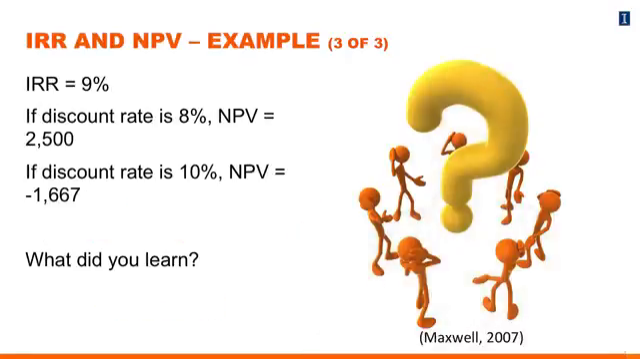If we want to check that, of course, what we could do is just to go ahead and compute the NPV, which is what I've done here. I recommend that you go out and really try to do this calculation on your own, compute the NPV. You will find out that if the discount rate is 8%, the NPV is 2,500. If the discount rate is 10%, the NPV is minus 1,667. So this shows that if the discount rate is 8, the NPV is positive. If the discount rate is 10, the NPV is negative.